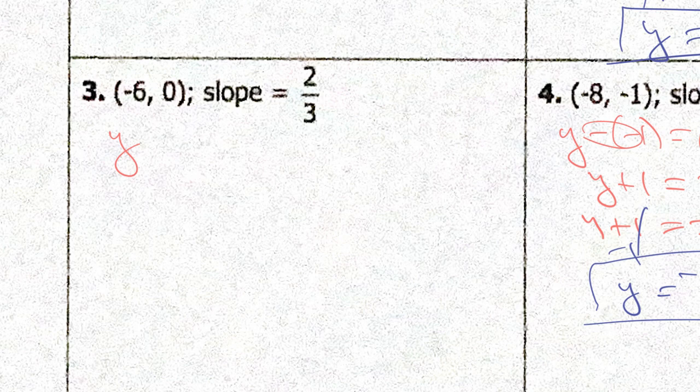All right. Here we go. Y minus. Guys, what's the y value? 0. So y minus 0. For right now, I would go ahead and throw that in there. Y minus 0. What's your slope? 2/3 times x minus negative 6.